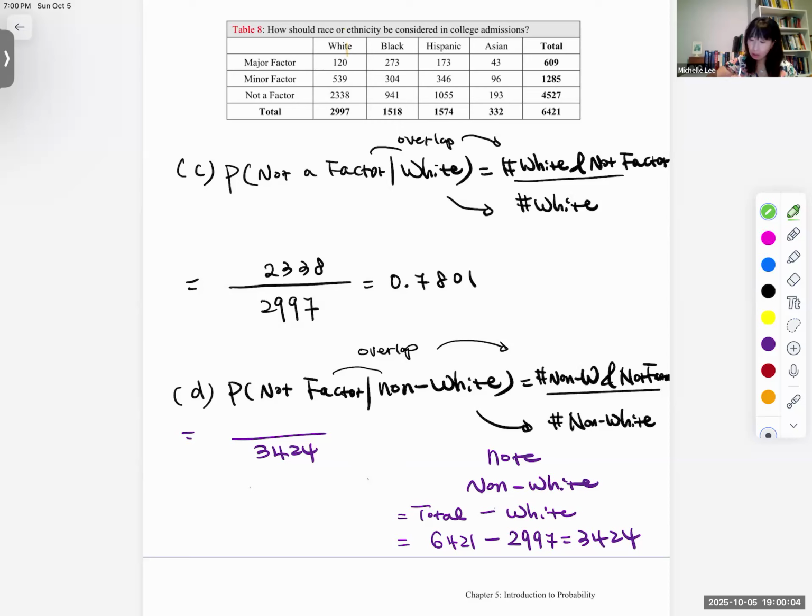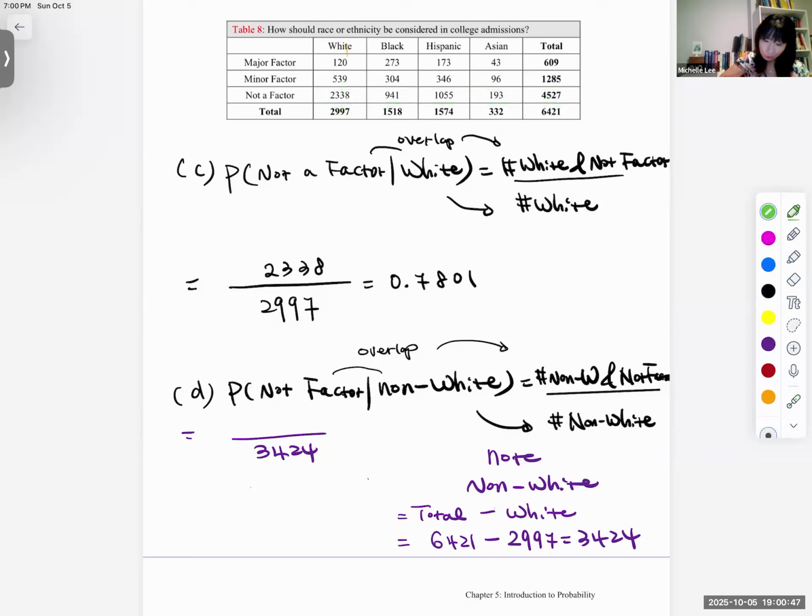Okay, how about the overlap, right? So we have to make a non-white and not a factor, right? Okay, so non-white, and that's non-white, not a factor, yeah? So those numbers will be, right? But then what's the smart way we can do it? 4,527 minus that, then we get this number, right? Make sense? Okay, let me write down.